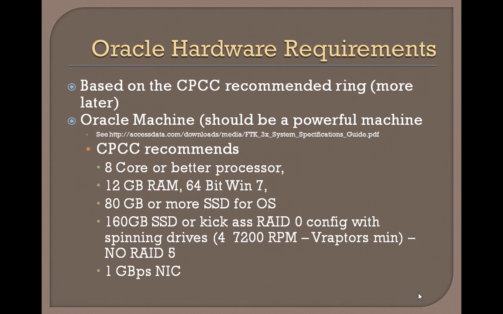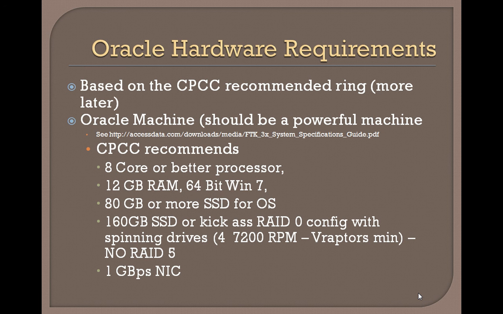For the Oracle machine, we recommend, again, an 8-core or better processor, 12 gig of RAM, 64-bit Windows 7, again, a solid state drive for the operating system, or a 160 gig SSD, or a very good RAID 0 configuration with spinning drives. If you're doing spinning mass drives, we recommend at least 4 7200 RPM Velociraptors or an equivalent in a SAN or NAS type environment. Again, RAID 0 and at least 4 drives. That's going to give you what you need out of Oracle.